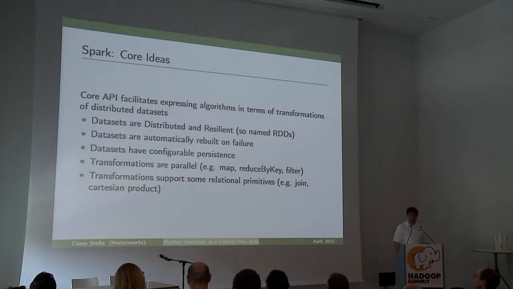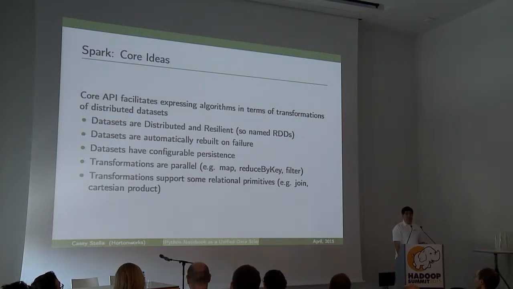Okay. So the core ideas, in the core API, datasets are distributed and resilient. They're called RDDs, right? So datasets can automatically be rebuilt on failure. There's this notion of laziness where you have your data and you have your transformations on the data, a tree of transformations on the data. And if one node fails, you just have to recreate the data that was on that node. Which isn't necessarily as important to the data scientists in the crowd, other than to say that you're not going to lose data, right?